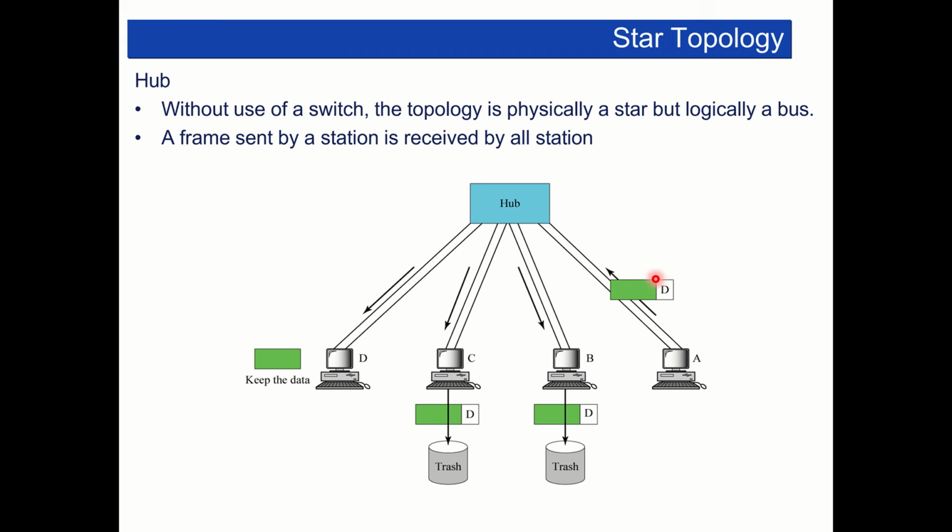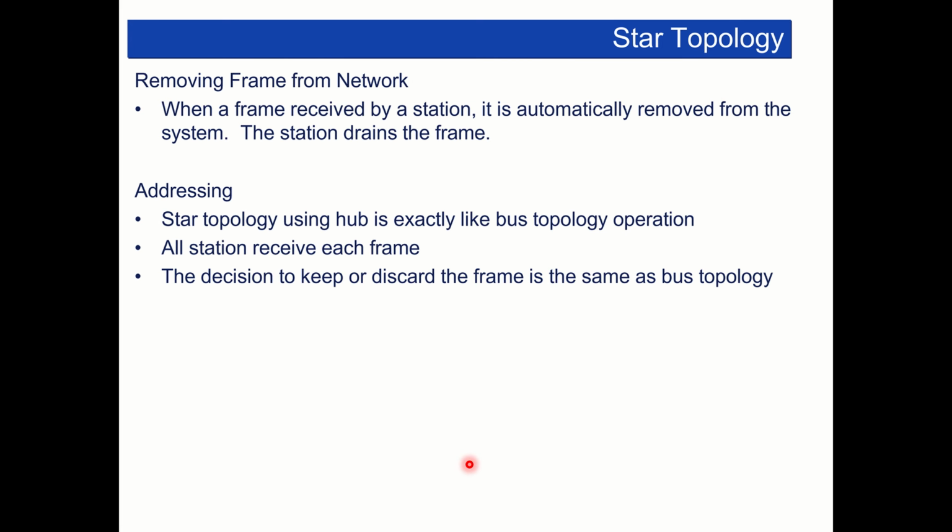When we talk about the bus, we send the signals or frames in one direction, and if the frame is not intended for the recipient, the recipient will discard it. To remove a frame from the network, when a frame is received by a station, it is automatically removed from the system. So the station will trace the frame. In terms of addressing, if you are using a hub, it operates exactly like the bus topology.